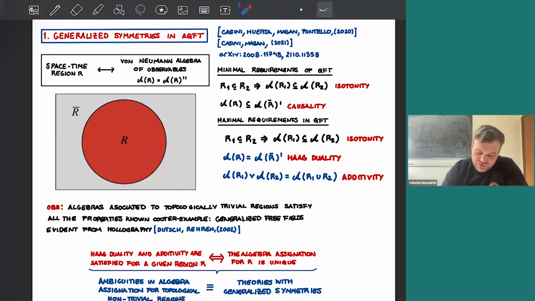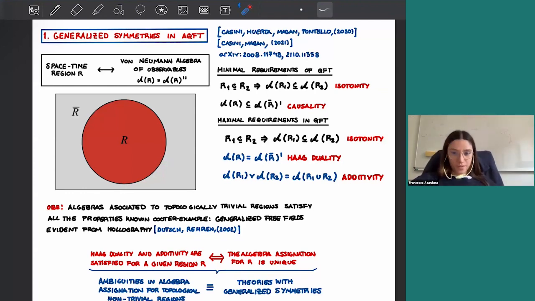The first one is isotony, which implies that if a region R1 is contained in a region R2, then the algebra of the region R1 must be contained in the algebra of the region R2. And causality, which implies that the algebra of any region must be contained in the commutant of the algebra of the complementary region. This is to ensure that operators commute at space-like distance.